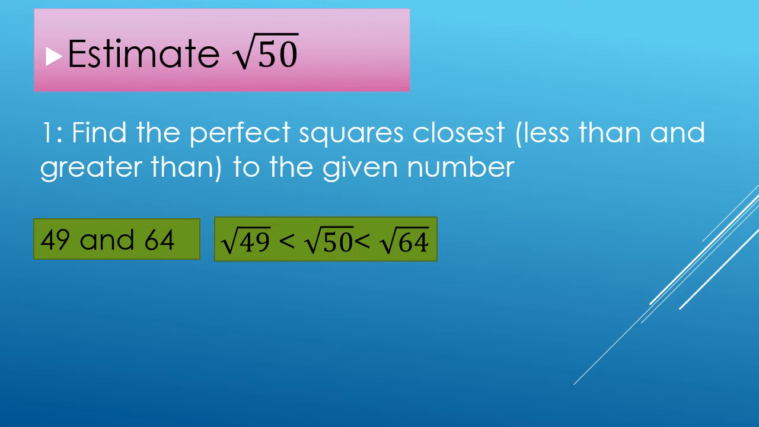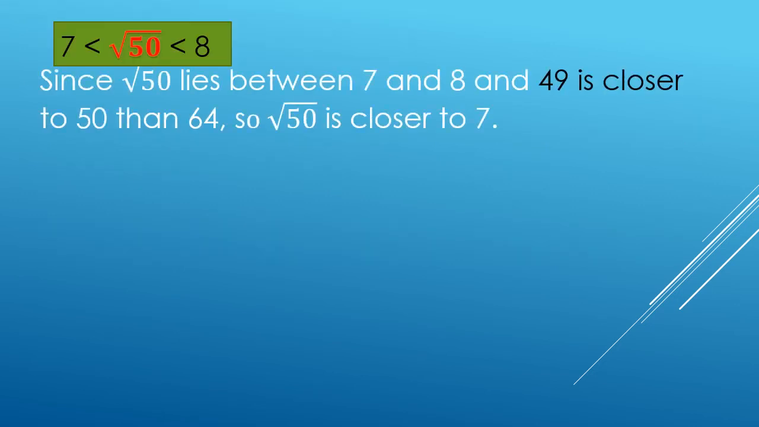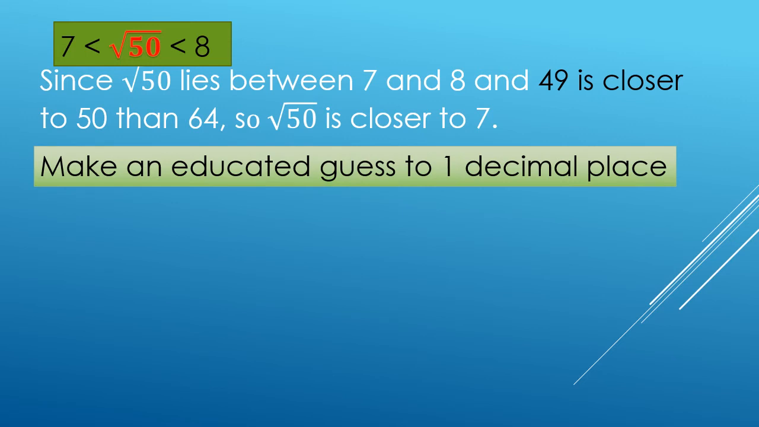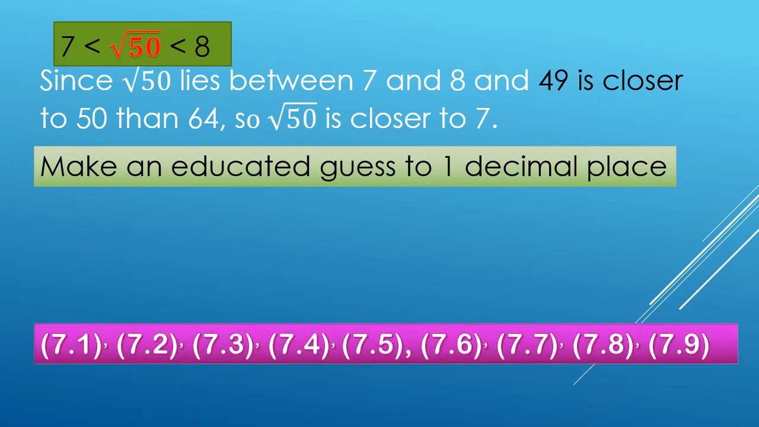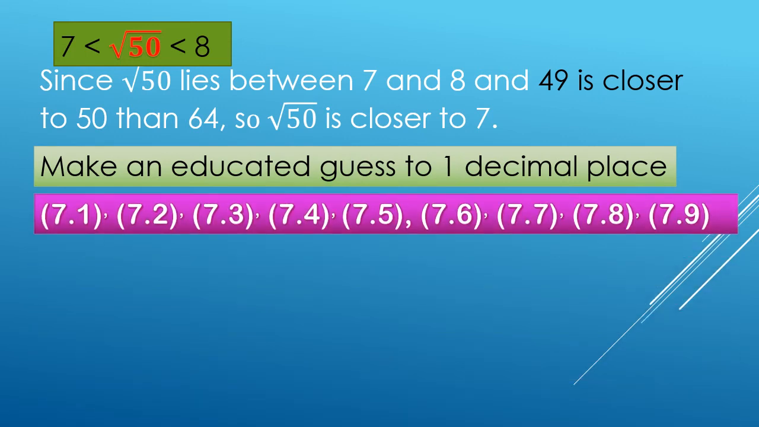And get the square roots of those perfect squares. So the square root of 49 is 7 and the square root of 64 is 8. Since the square root of 50 lies between 7 and 8 and 49 is closer to 50 than 64, the square root of 50 is closer to 7. So again, make an educated guess to one decimal place. Let's start from 7.1 up to 7.9.